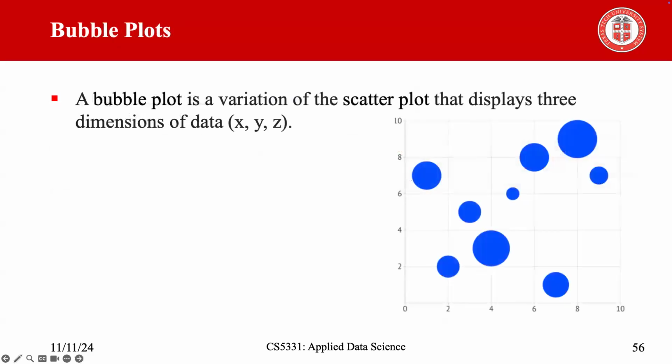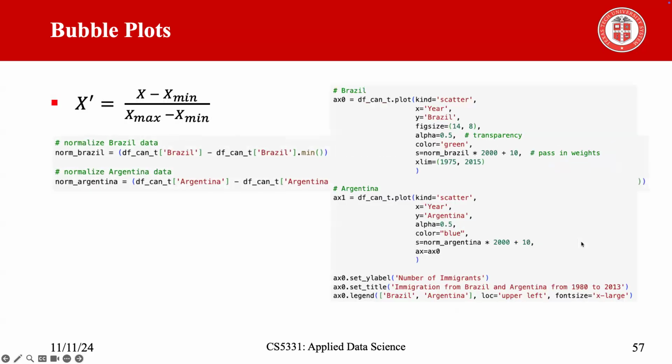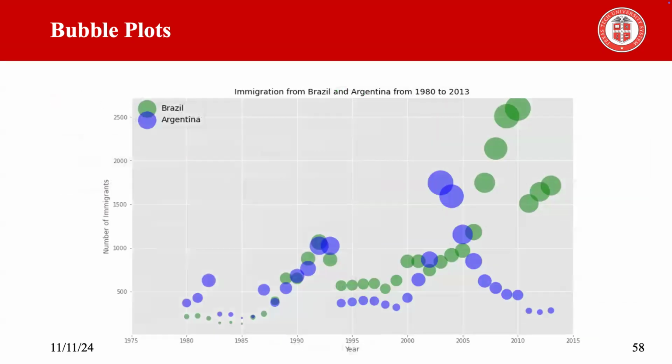Sorry. Yeah, the last one is a bubble plot. Previously we only had two variables, x and y. Now we have a third one. We can use the size of the bubble to show the third variable. In this example, we show the third variable as a weight, and the weight is the normalized population, and then we can get this figure.